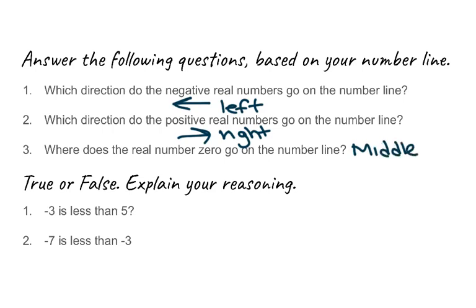True or false, and explain your reasoning. Is -3 less than 5? True. The reason why -3 is less than 5 is because it is to the left of 5, okay? If you look at a number line, you will see that -3 is to the left of 5. -7 is less than -3. This is also true, because I want you guys to remember that the more left you go, the smaller the value, okay? The more right you go, the bigger the value. So -7 is to the left of -3, so it is also less.